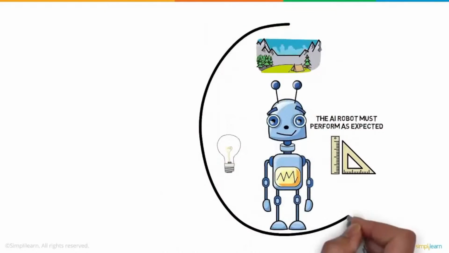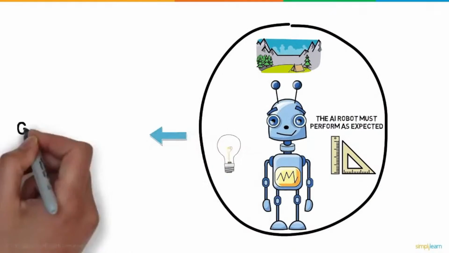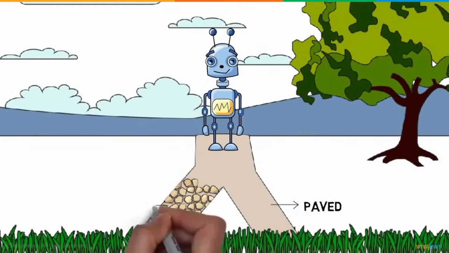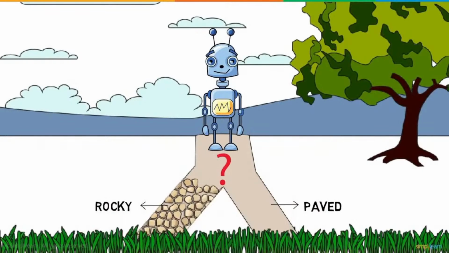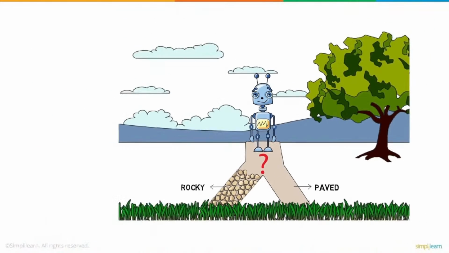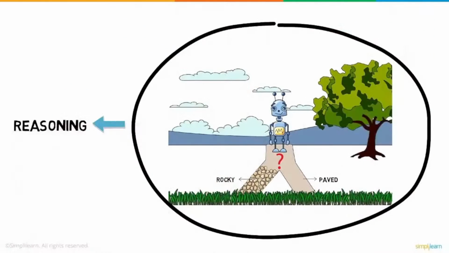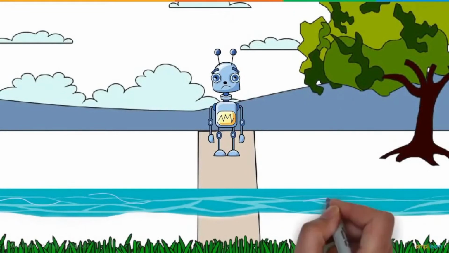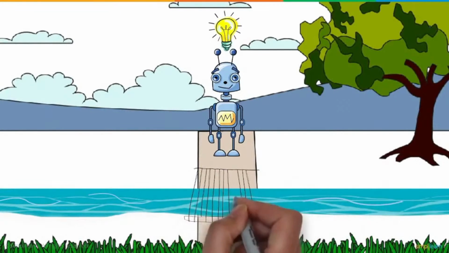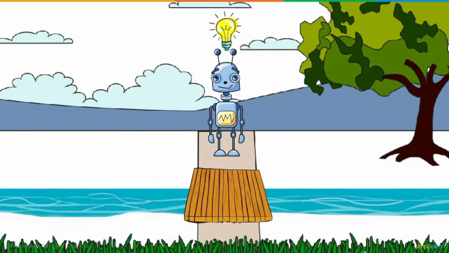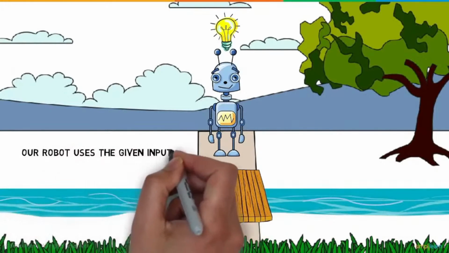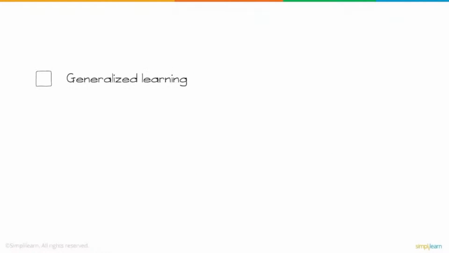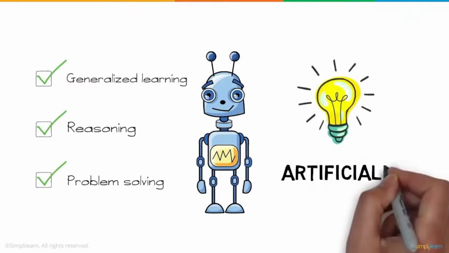This ability to react appropriately to a new situation is called generalized learning. The robot is now at a crossroad, one that is paved and the other rocky. The robot must determine which path to take based on the circumstances. This portrays the robot's reasoning ability. After a short stroll, the robot now encounters a stream that it cannot swim across. Using the plank provided as an input, the robot is able to cross this stream. So, our robot uses the given input and finds the solution for a problem. This is problem solving. These three capabilities make the robot artificially intelligent.